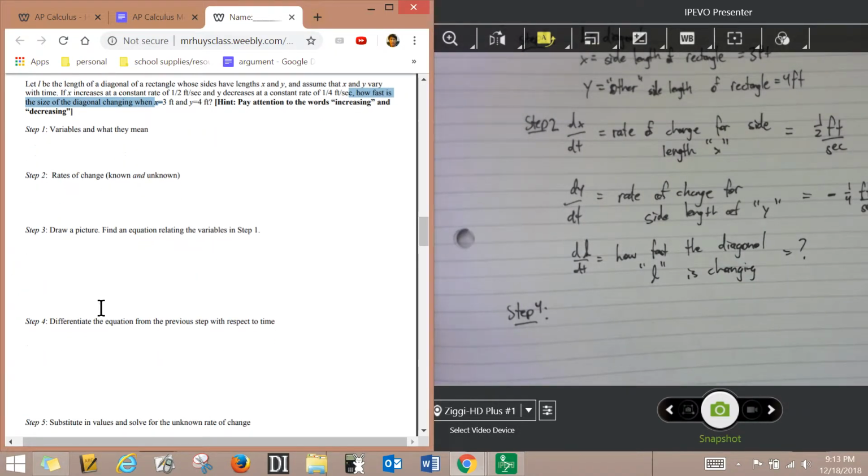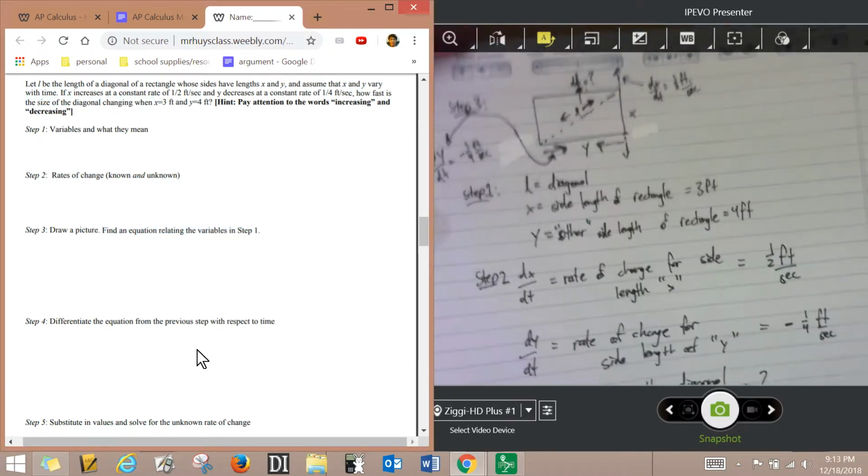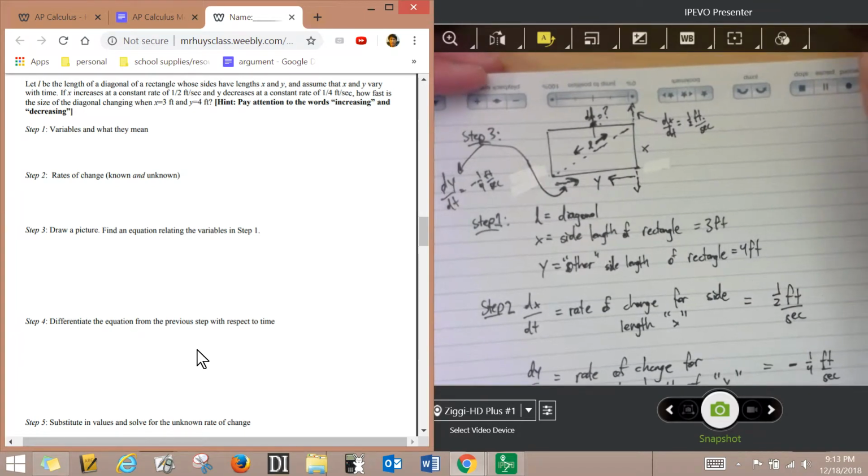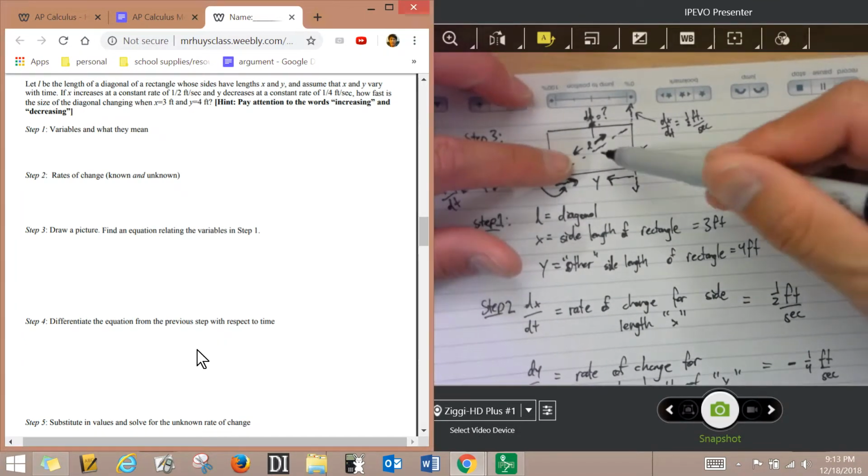Step 4 is different. Oh, sorry. So let's go back to step 3. Let's find an equation relating the variables in step 1. So it looks like I have to go back to step 3. I'm sorry. And we've got to find an equation that relates L, X, and Y.